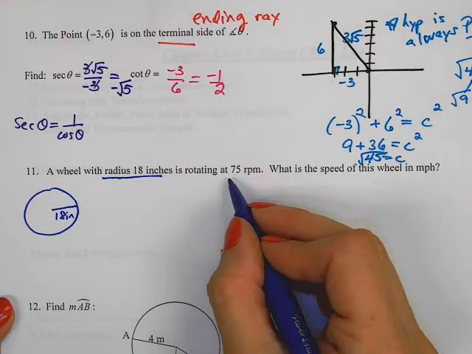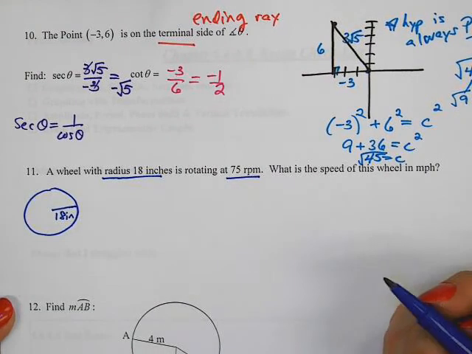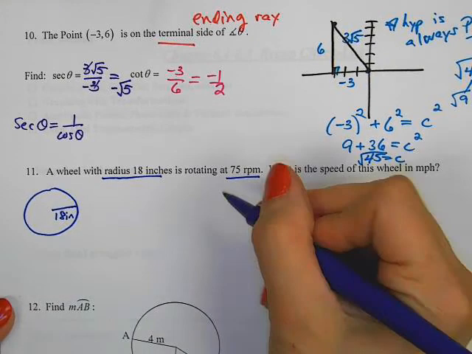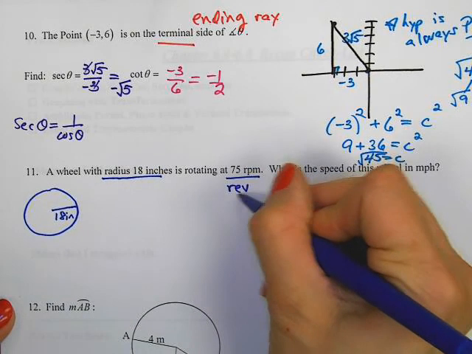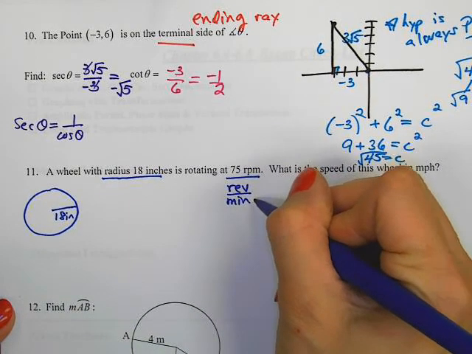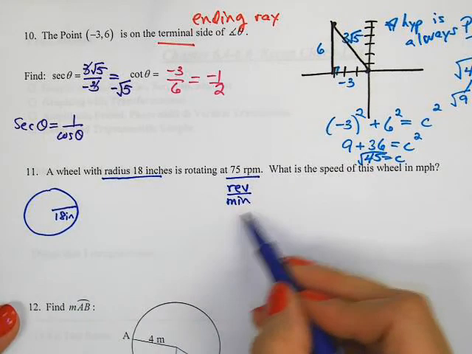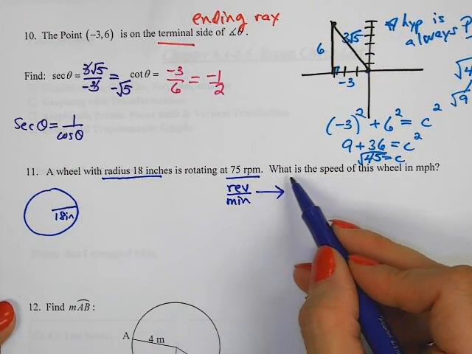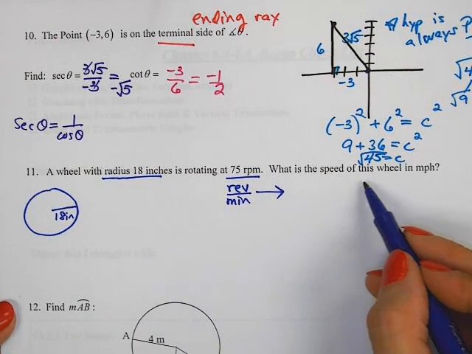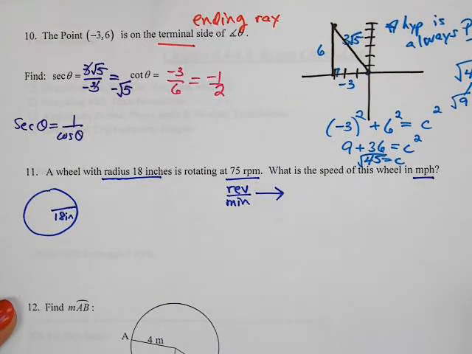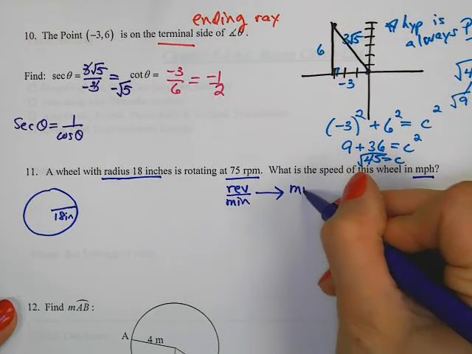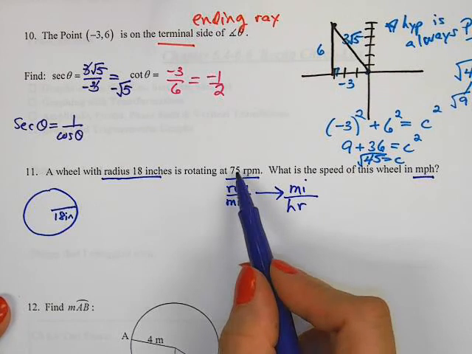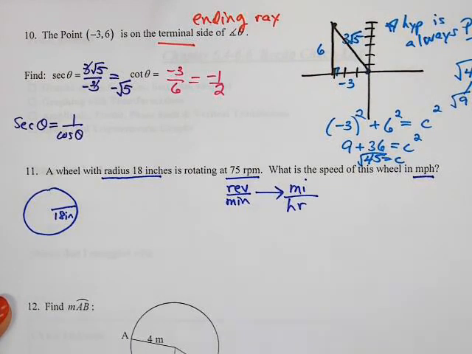It's rotating at 75 RPM. You cannot ask me during a final what RPM is, so I really hope this is on your note card. That's revolutions per minute. I recommend writing down what you have and then what's your goal? What do you want to change this into? What is the speed in mph? What does that stand for? Miles per hour. Okay, we have our starting number, we have our goal, and we have our picture.